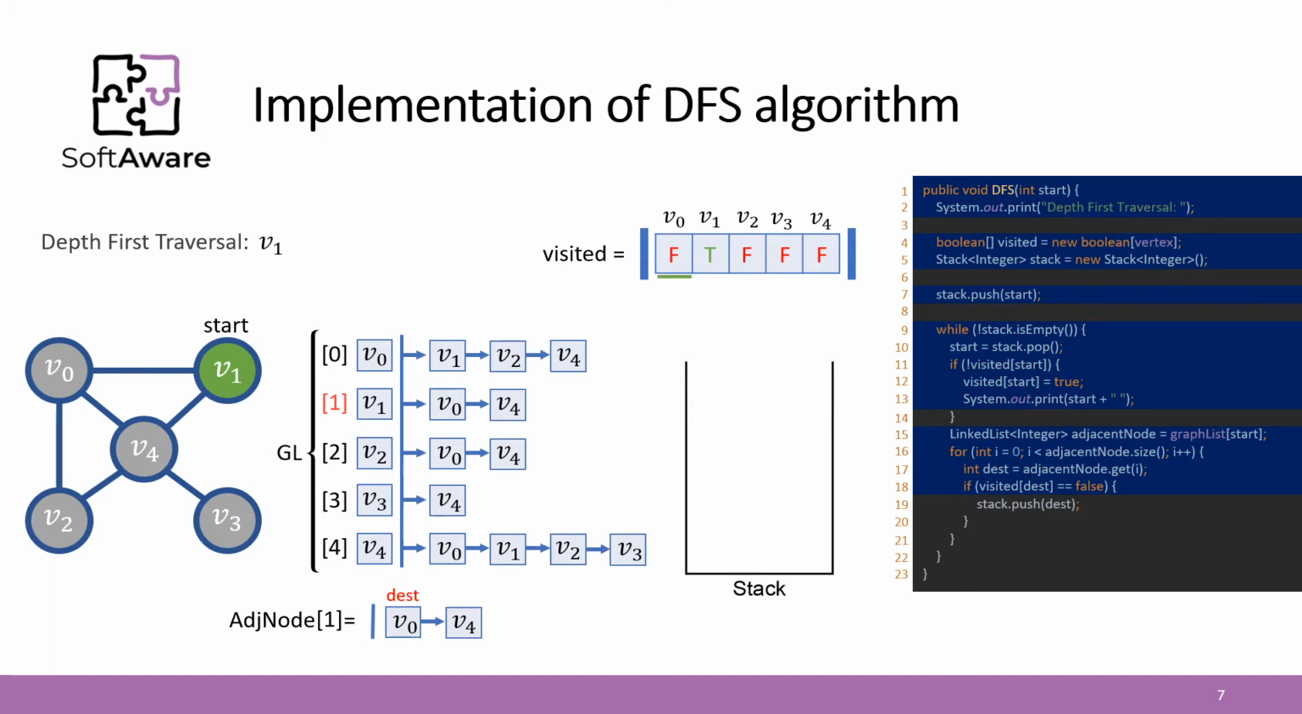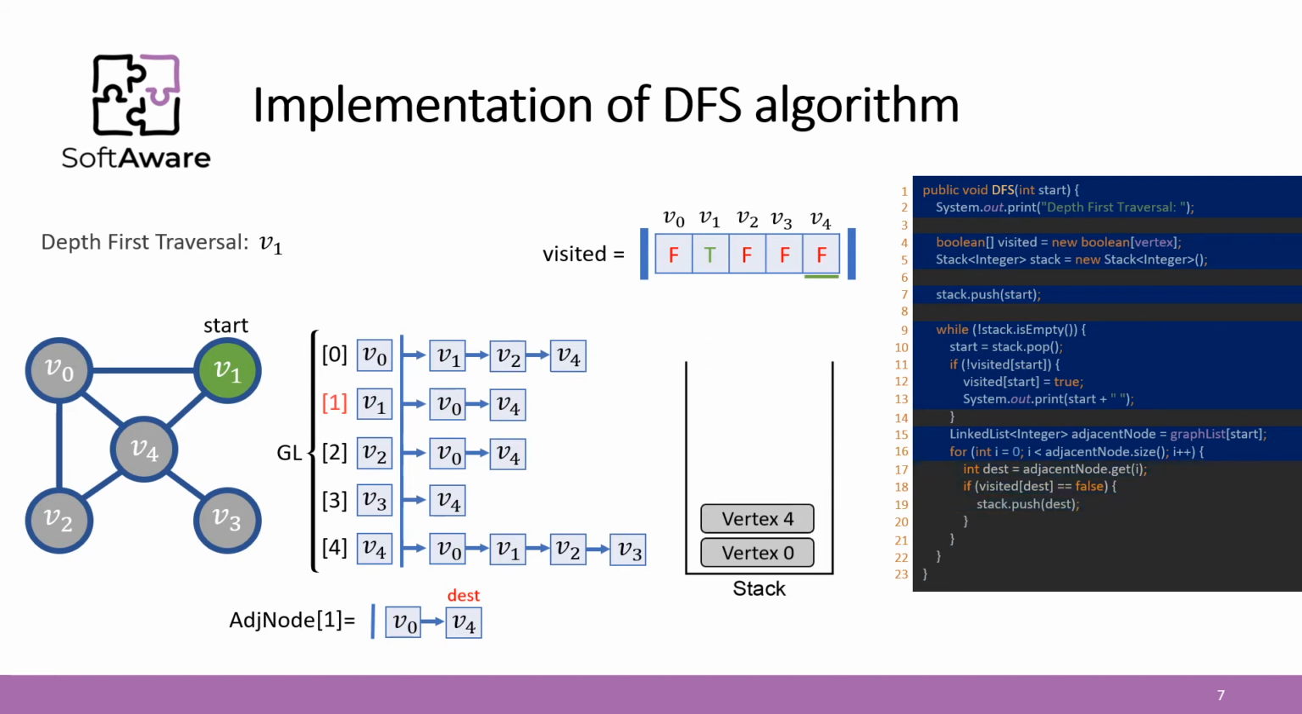Vertex 0 is not visited, and it is equal to false in visited Boolean array, so we push it into the stack. At the next iteration, we are at vertex 4. It is also not visited as its state is false in visited Boolean array. So we push it to the stack as well.